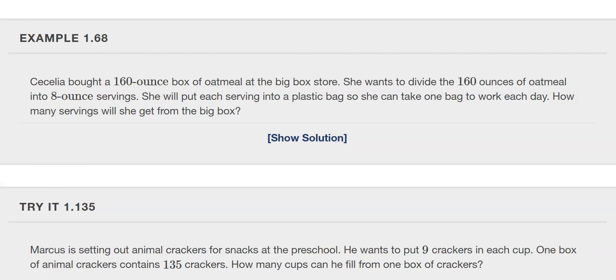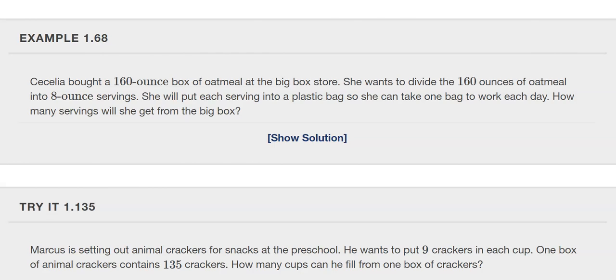If you have a box, you can see the measurement there, right? So it gives you a tangible experience here. She wants to divide this 160 ounces of oatmeal into 8-ounce servings. If you look in the box, it will say one serving is equal to what, and so on, right? So that's basically what she's trying to do. She's trying to reduce it to smaller servings so that she can divide it, separate them, and pack them separately so she can take one to work each day. And that is exactly what we're trying to do.